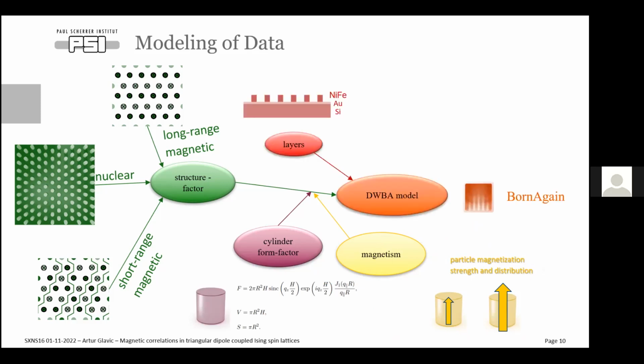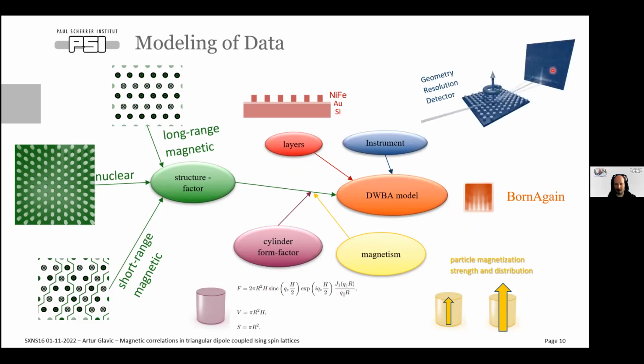This can be plugged into a DWBA modeling. Here we use the BornAgain software for that. And we also add the layer structure, because this at grazing incidence has a strong influence on the intensity distribution. And finally, we add all the parameters from the experiment: the geometry, the resolution of the beam, the detector size and distance, and so on.